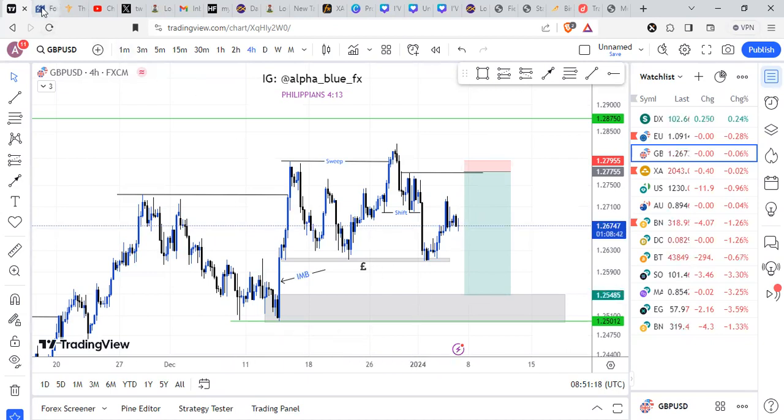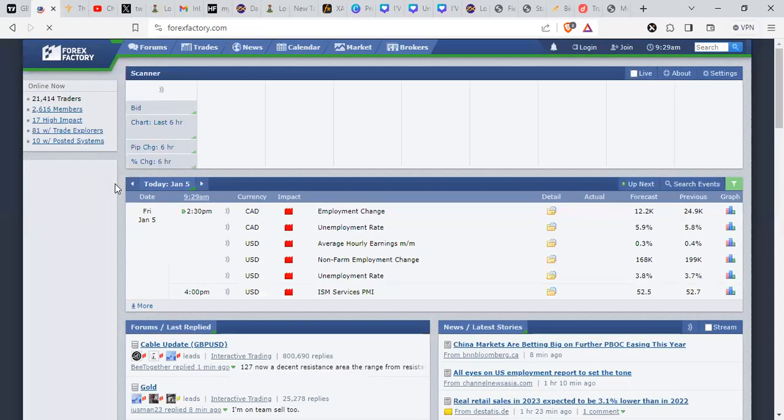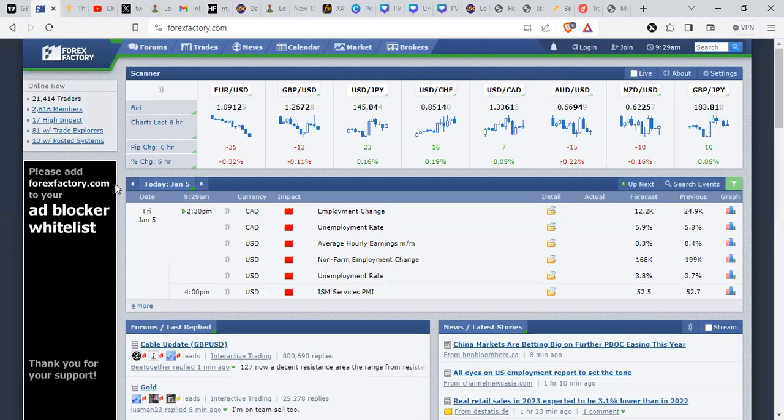Now, let me go and show you Forex Factory so that I show you how to read the data, how to interpret the data, and how to use it to trade NFP. So first thing you need to know is that there are actually up to 3 or 4 data that you're going to be looking at.